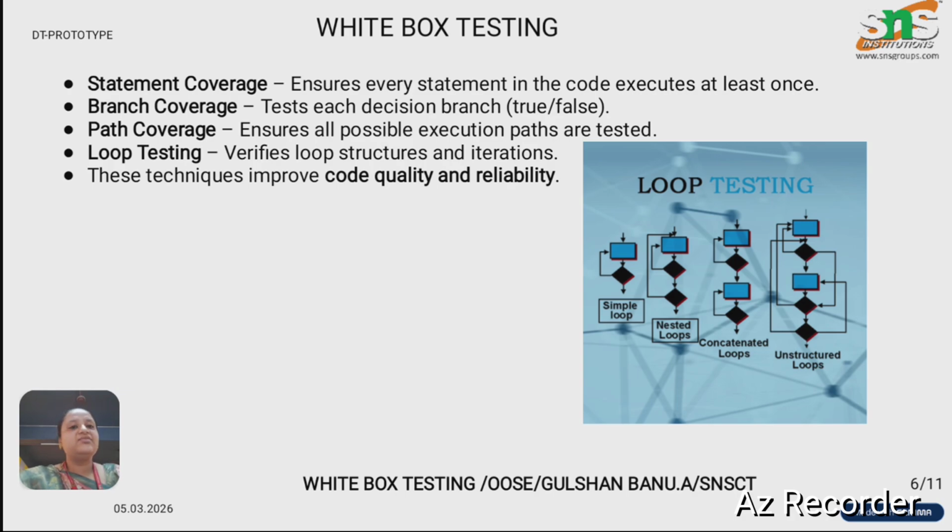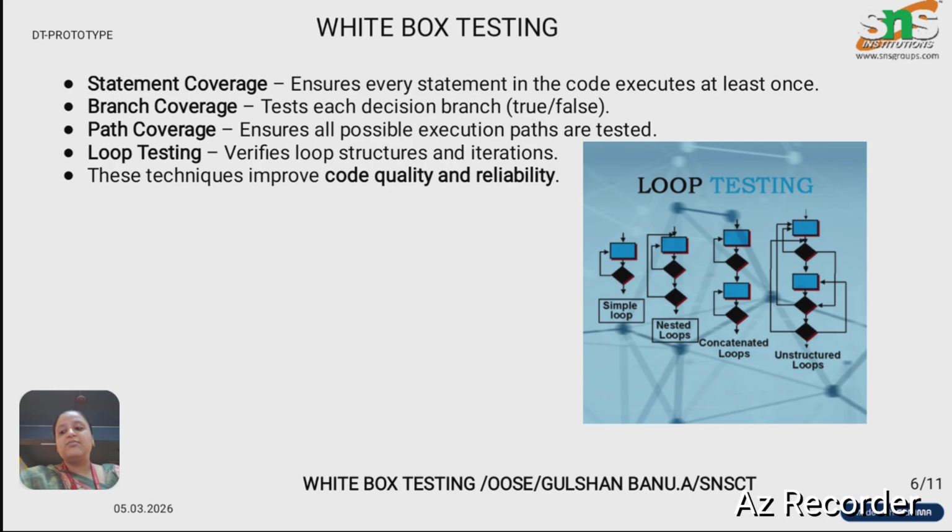Loop testing is verifying different kinds of loops, their structures and their iteration process. In loop testing there are four types: simple loop, nested loop, concatenated loop and unstructured loop. A simple loop is the basic loop format, like a for loop, while loop, or do while loop. A nested loop is one where you have the innermost format, like for, else, if else, all these are nested loops.